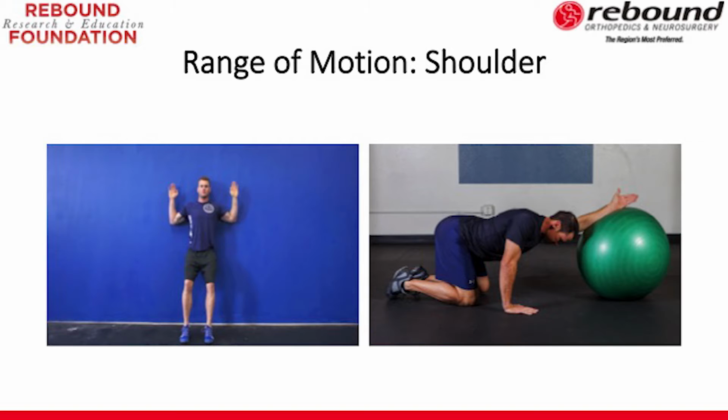So I prefer a wall slide here, and then just having them actively retract their scapulas, bring their arms back, and then try to keep their elbows and their hands on the wall. I think that is a little bit more effective, and it's less irritable on the long head of the bicep.